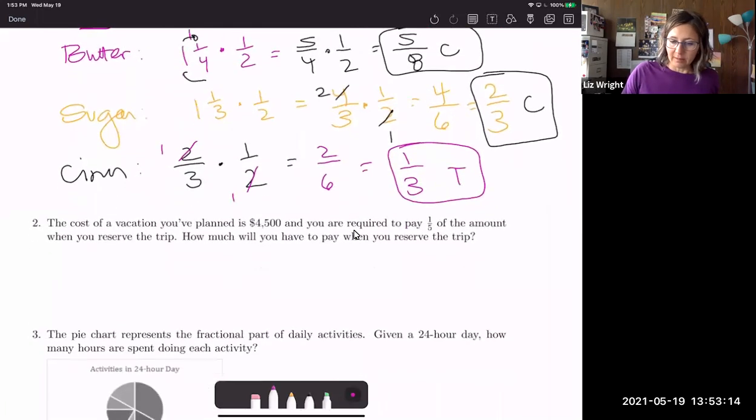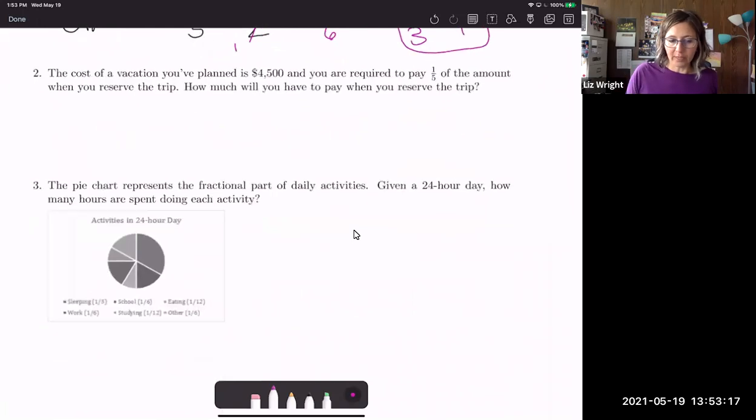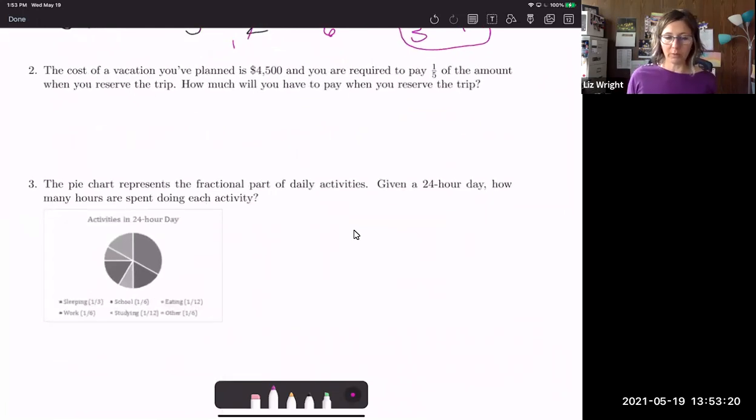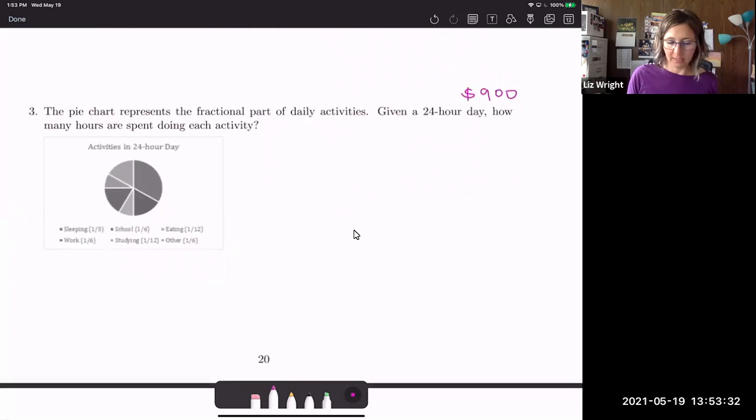So then the other thing that I would like for you to do, I'm going to have you guys work on 2 and 3 on your own. So I want you guys to set it up, see what you're coming up with. The answer to this one should be $900. And then the answers to these, let's see, sleep should be 8 hours. Oh, that would be decadent. To get 8 hours of sleep every night, that would be amazing. Work, school, and other, they actually happen to all be the same. So work, school, and other should be coming up to 4 hours each.